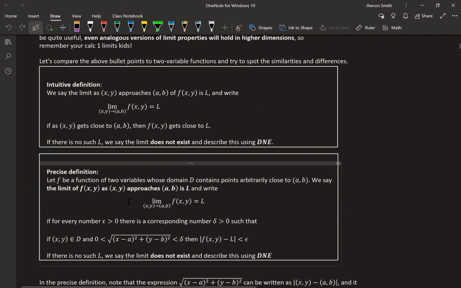Now, the precise definition, there is an epsilon delta definition, and this is it here. So I'm going to talk a little bit about it, even though we won't spend a lot of time on it.